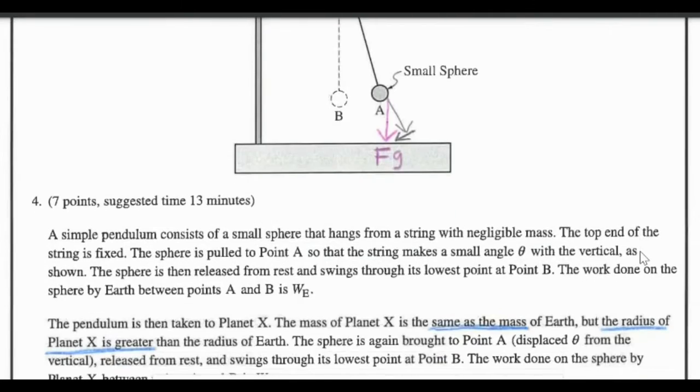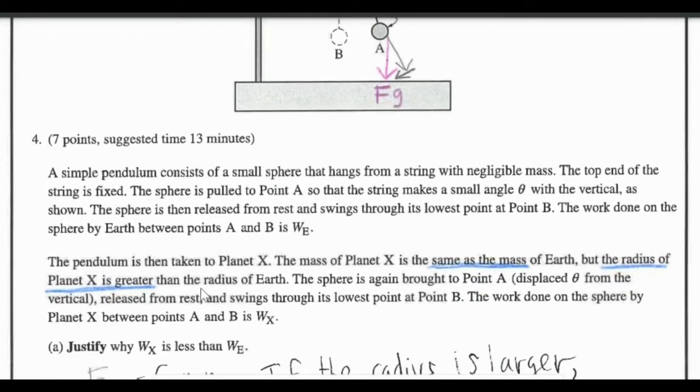So it says, the pendulum is now taken to planet X. The mass of planet X is the same as the mass of Earth, but the radius of planet X is greater than the radius of Earth. The sphere is again brought to point A, displaced theta from the vertical, released from rest, and swings through its lowest point at point B. The work done on the sphere by planet X between points A and B is Wx.